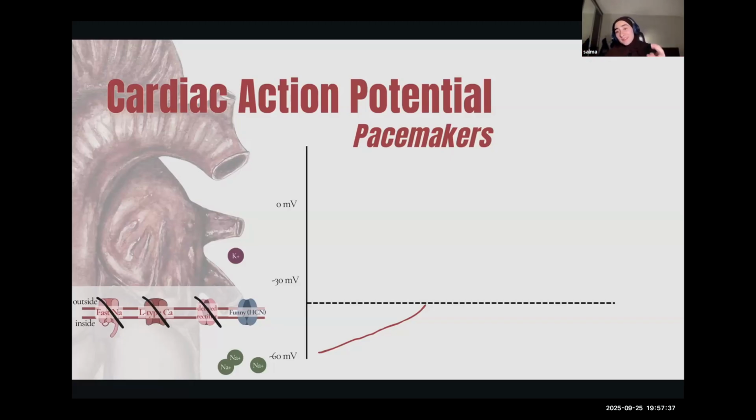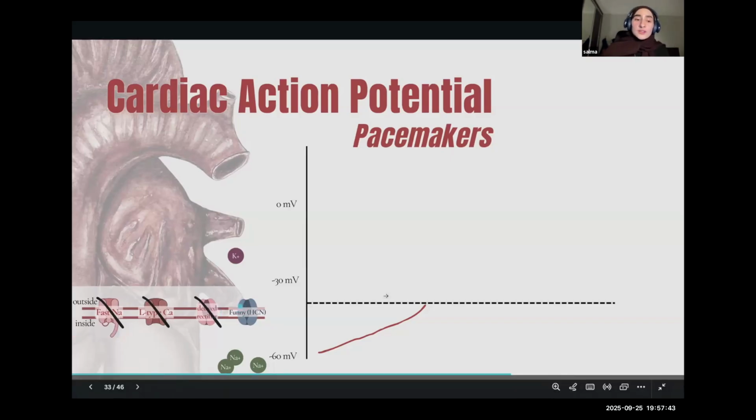That's the next question. What ion causes the depolarization? Take a guess. Take a wild guess. What do you guys think?